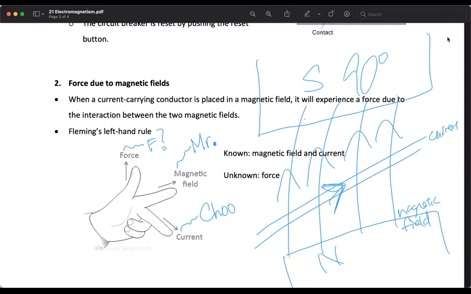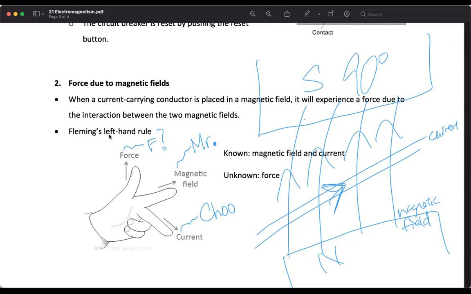So now today, some of you learned this: father, mother, child. Then you also learned a new one: F, Mr. Chu. Okay, so I think you can remember this forever. But the important thing is, it must be left hand, not right hand. Right hand will be another thing altogether. If you use right hand, it'll be totally wrong. For this example, you have to use the left hand rule.